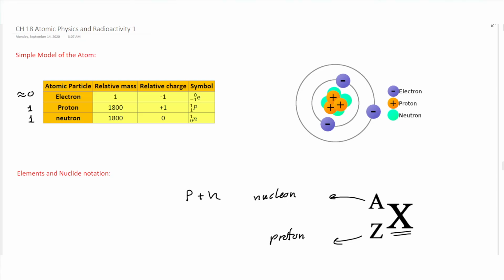So an electron would be e with a mass number or nucleon number 0 and a proton number which represents the charge, -1. A proton has nucleon number 1, proton number 1. Neutrons have nucleon number 1 and proton number 0, as in this table.